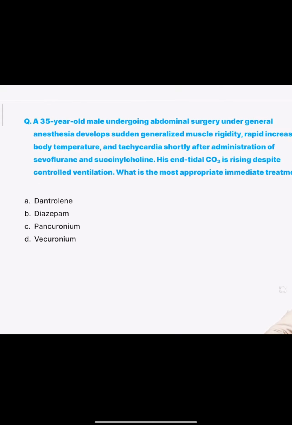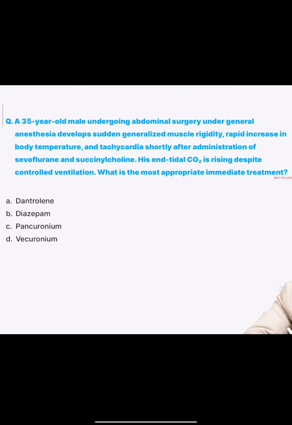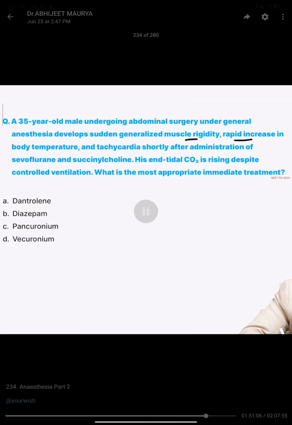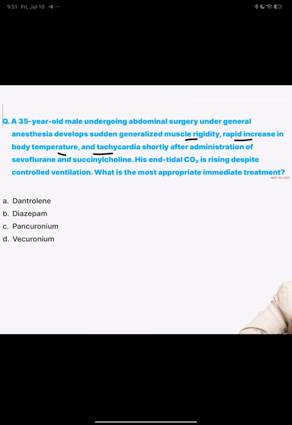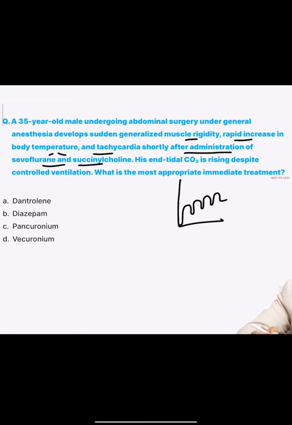Next guys, a 35-year-old male undergoes abdominal surgery under general anesthesia, and develops sudden muscle rigidity, rapid increase in body temperature, tachycardia shortly after administration of sevoflurane and succinylcholine. Again, it is a repeated thing guys. He's asking about malignant hyperthermia only. Why? Because both sevoflurane and succinylcholine can cause malignant hyperthermia. EtCO2 in malignant hyperthermia increases in a step-ladder like fashion. Okay. So remember guys, what is the appropriate treatment for this patient?